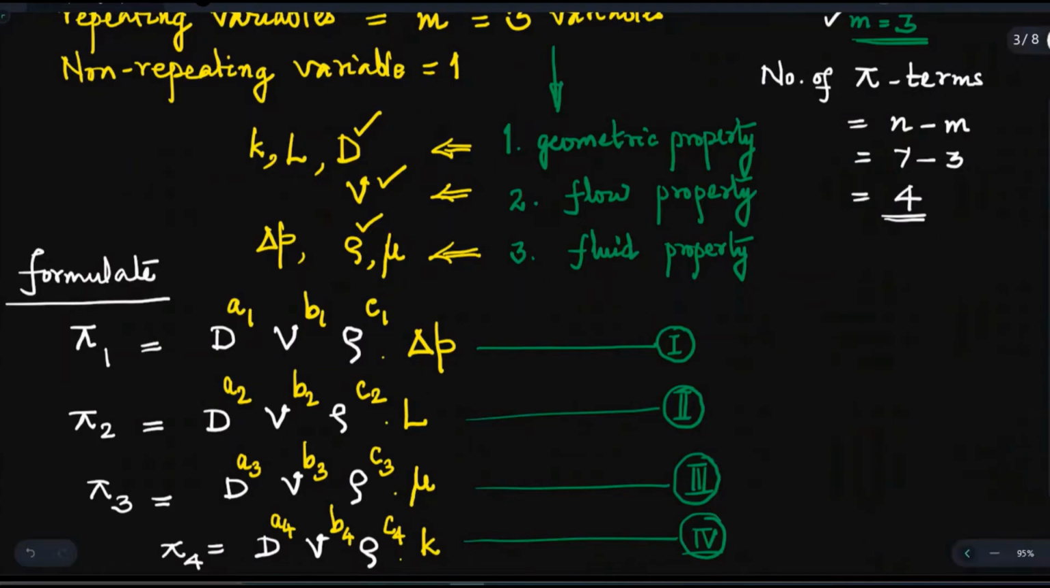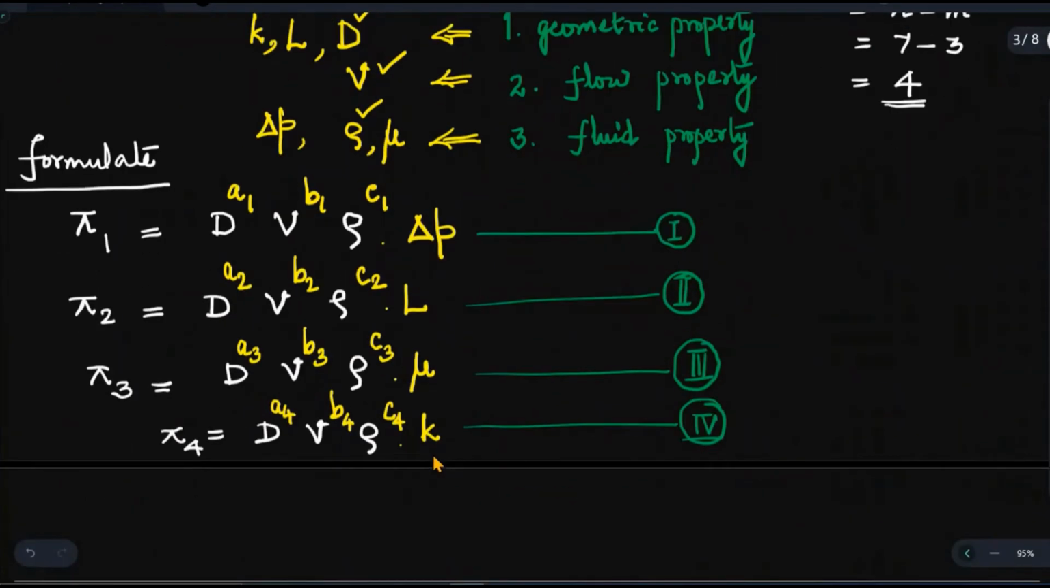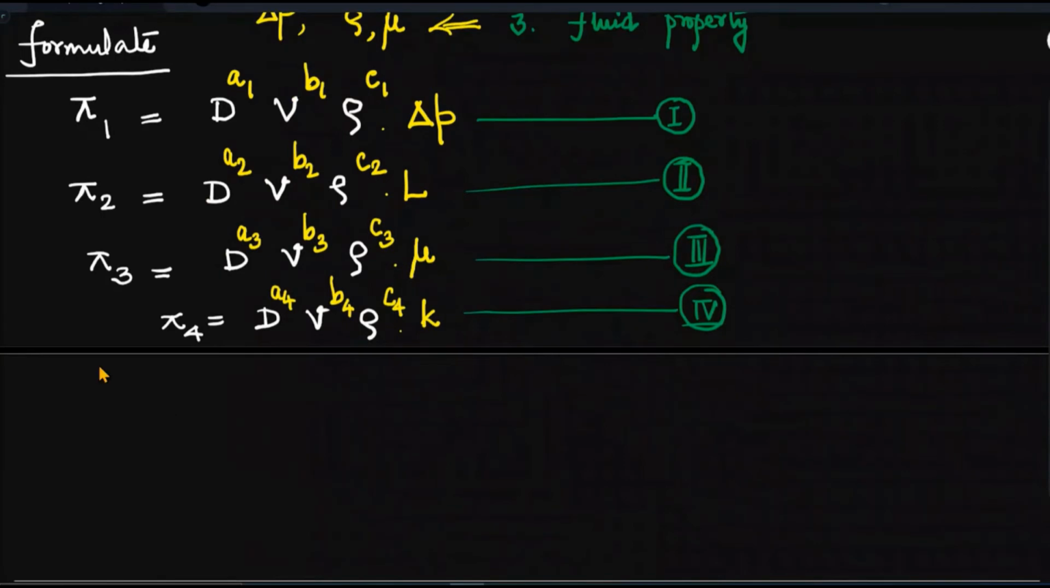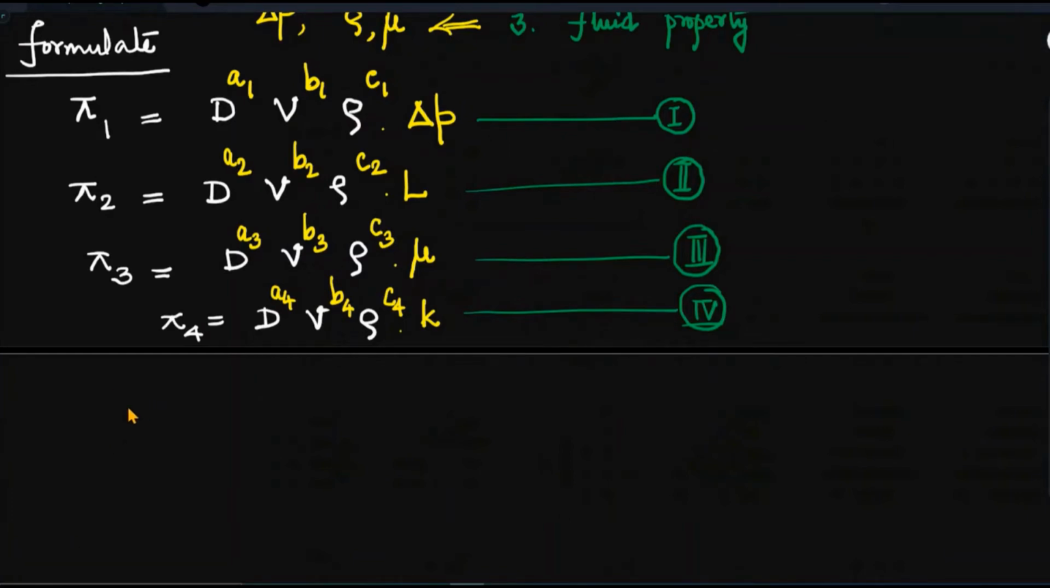And now our effort is to find out this a1, b1, c1. These indices are numerical values, and we have to find them out. Once we find a1, b1, c1, a2, b2, c2, a3, b3, c3, a4, b4, c4, and include them in these pi terms, the question is over. The functional groups representing the given phenomenon, the non-dimensional or dimensionless groups, will be ready. So how do we find out a1, b1, c1, these indices? By considering the dimensional homogeneity of each of the pi terms.